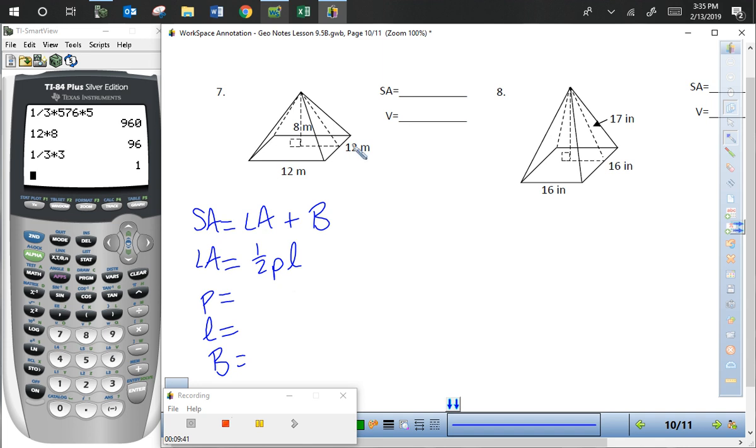Alright, so looking at our base, since it is a square, the perimeter we can find just 12 plus 12 plus 12 plus 12, that's really 12 times 4.